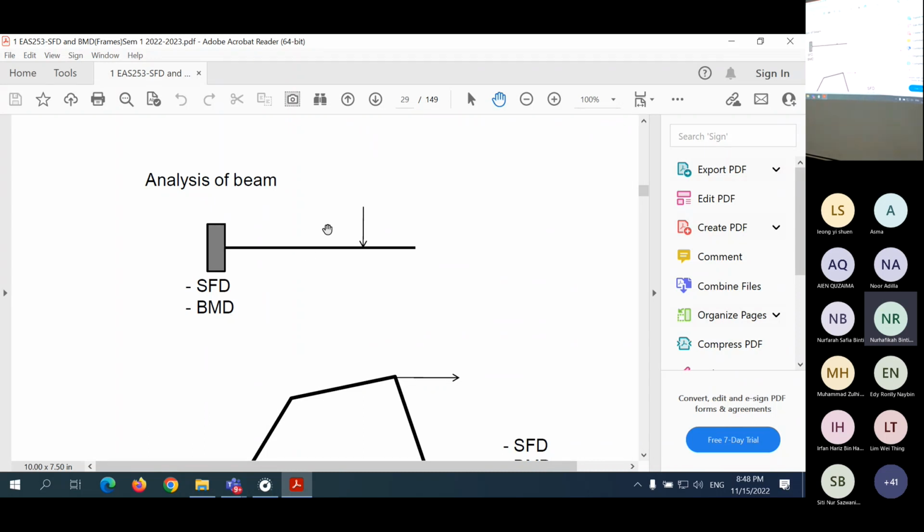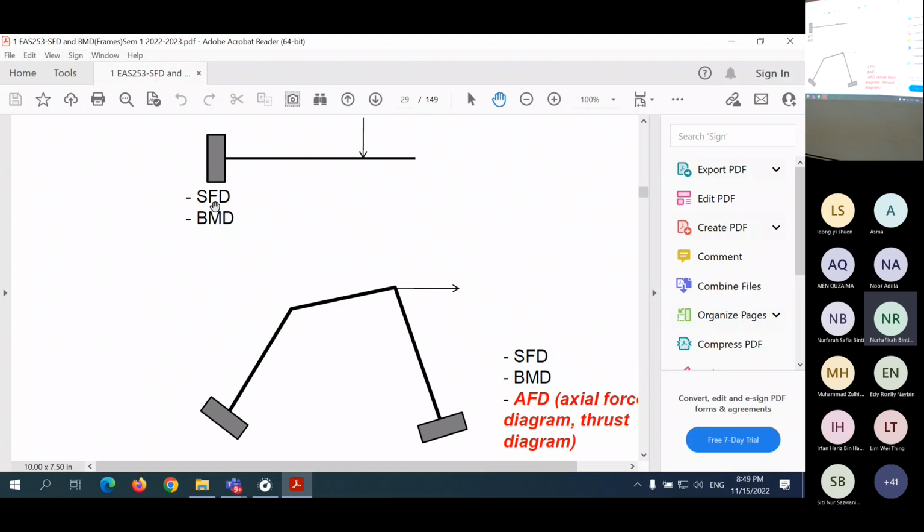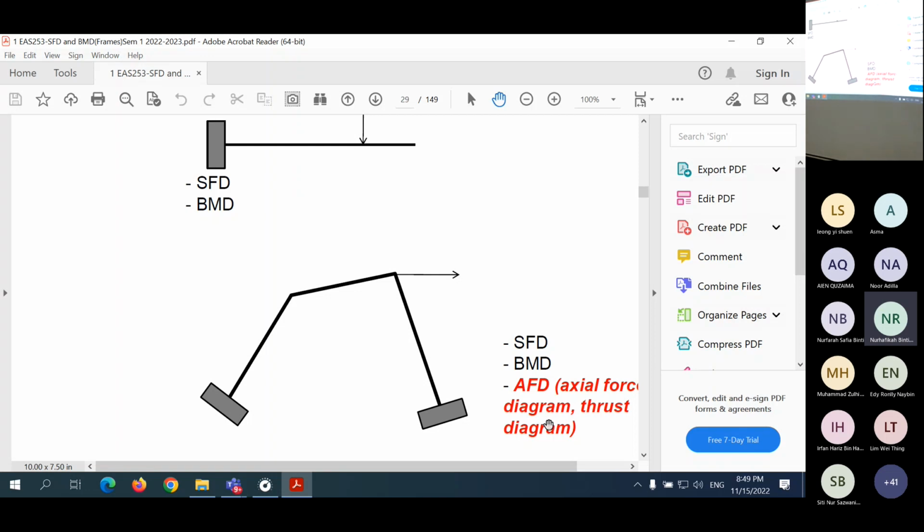For beam, as I mentioned before, the axial force is normally 0, so we do not need to draw an axial force diagram. But for frame, basically, we can follow the same process to draw the shear force diagram and bending moment diagram plus the axial force diagram. Now, axial force in frame is not 0 anymore, and we have to draw, other than the shear force diagram and bending moment diagram, another one which is the axial force diagram. So the axial force diagram shows you how the axial force changes along the members, in different members.